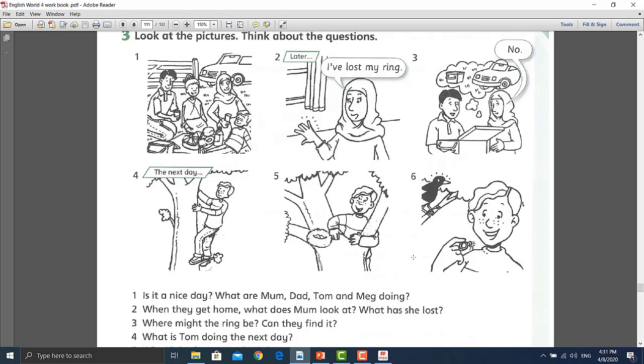Question number 1. Is it a nice day? What are Mom, Dad, Tom, and Meg doing? Question number 2. When they get home, what does Mom look at? And what has she lost?